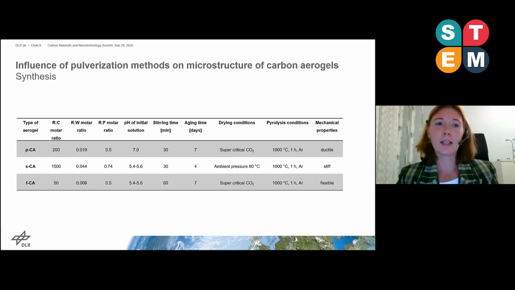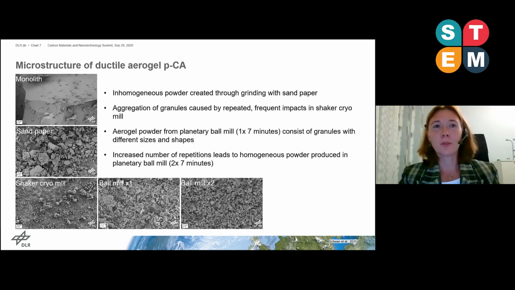So these three carbon aerogels with very different mechanical properties, we then milled with three different milling techniques, and then looked at the properties. First I'm going to show you the SEM images of PCA, the ductile aerogel. You can see here the monolith. If we grind it with the sandpaper, then we can see very different particle sizes, so a very inhomogeneous powder.